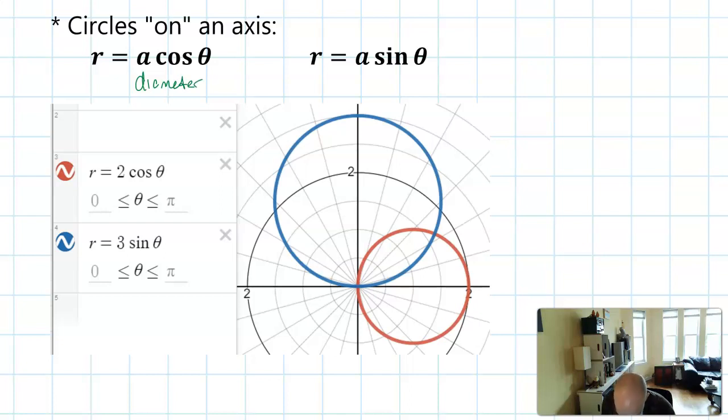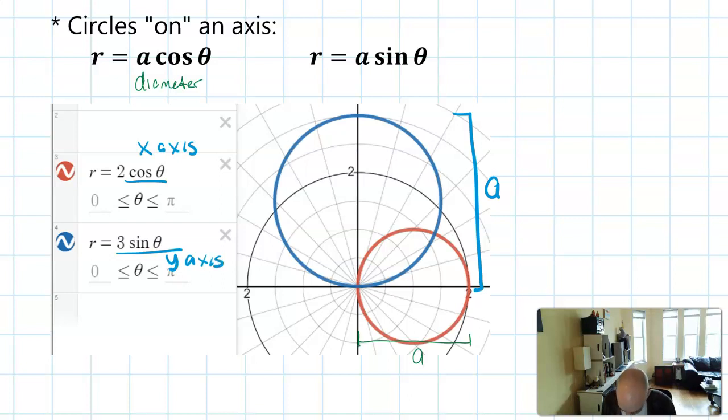And you can think about it as stretching from 0 out to a on either the x or y axis. So they're a units either long or tall. Cosine circles are on the x-axis. Sine circles are on the y-axis. So for this one that we've drawn, the cosine one has a diameter of 2, so it goes out to 2, and the sine one has a coefficient of 3, so that goes up to 3, which we can see here.